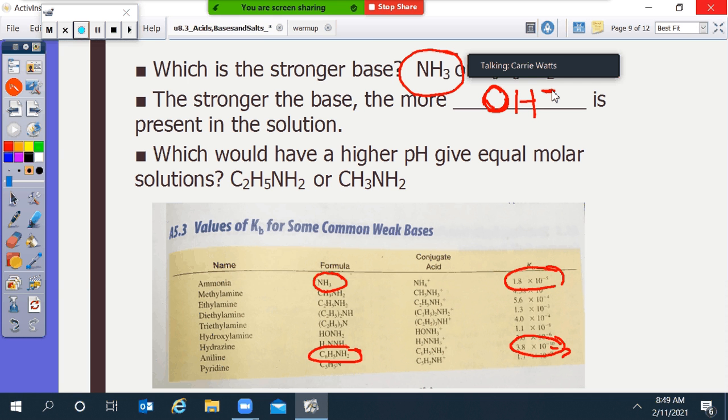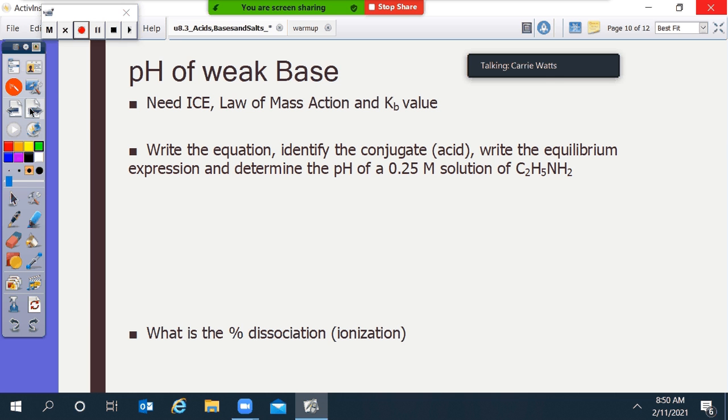So let's see, we've got the C2H5NH2, which is right here. The second one, and then we have the CH3. I circled the second one, and then the third one is C2H5NH2, right below it. So the CH3 would have the higher value.